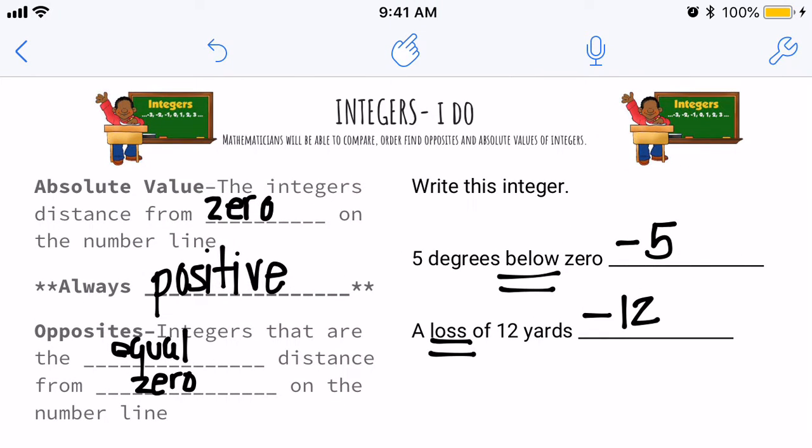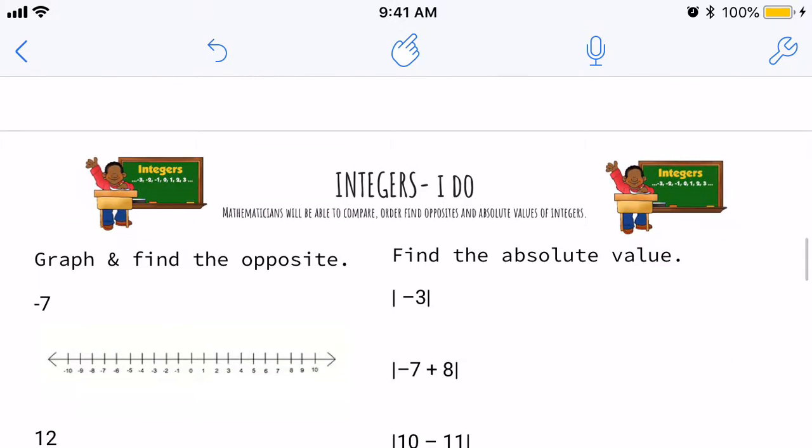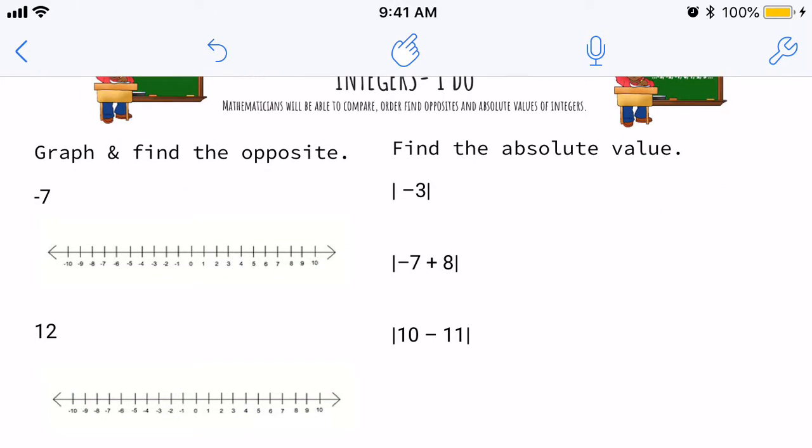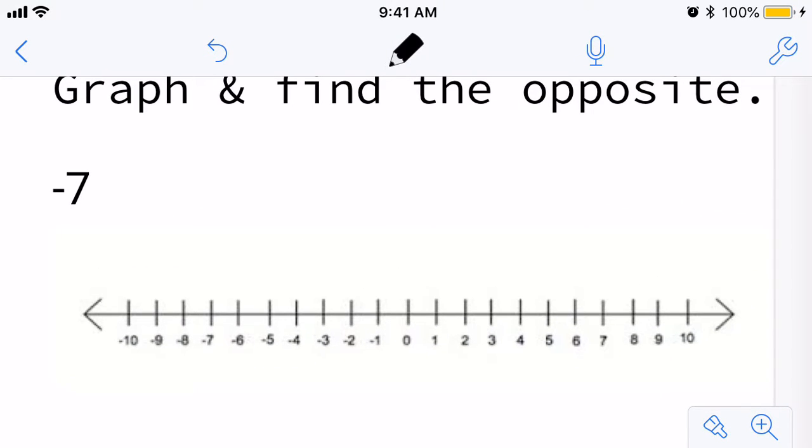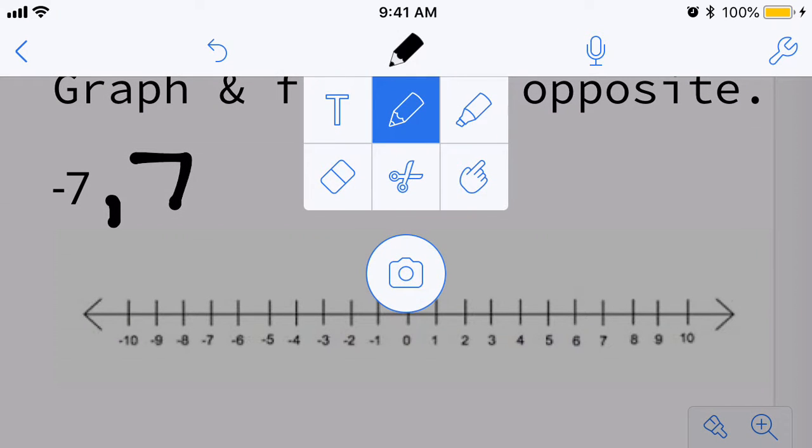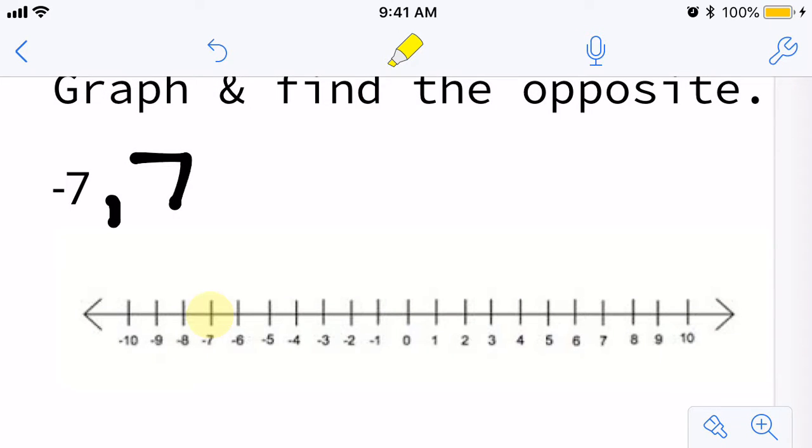That's your first I do slide, so it's like the learning slide. We're going to move on to the second one. The second one, we're going to zoom in and we're going to talk about graphing and finding opposites. So if I start with a negative number, I have to find its opposite, which is a positive value. So this is 7. Then I'm going to use my highlight tool and I'm going to graph the 2 opposites, negative and positive 7.